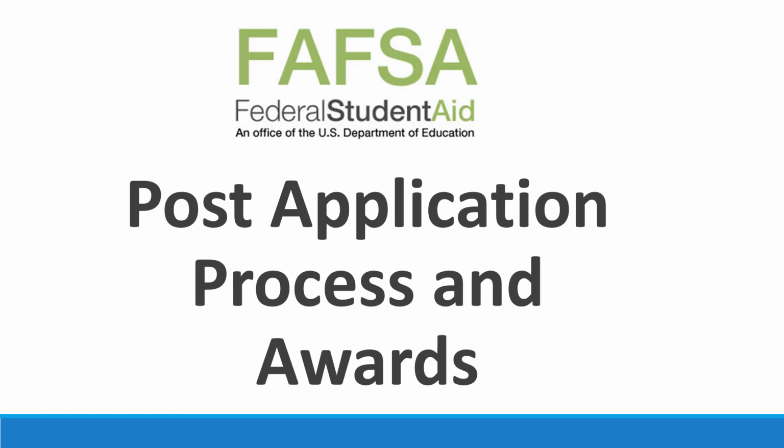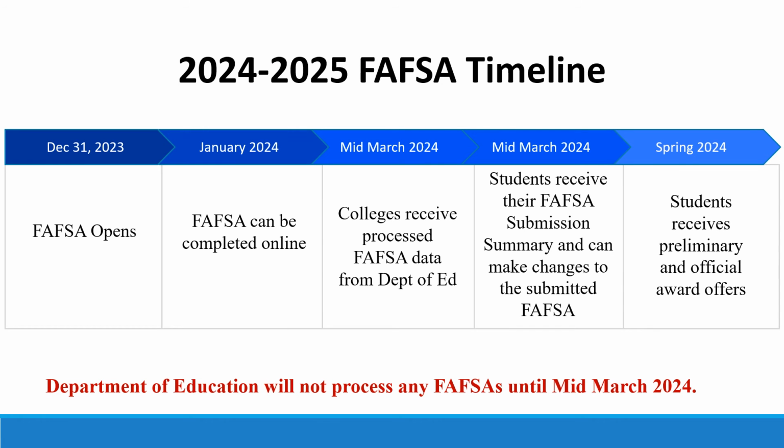So the post-application process and awards. You've submitted your FAFSA to Department of Ed. Now what happens? The 24-25 FAFSA timeline is a little different this year than it has been previously. Normally the FAFSA opens October 1st. This year it did not open till December 31st. The FAFSA can be completed online currently. Paper applications can be completed and submitted, but absolutely nothing is happening with those FAFSAs. The Department of Education is not processing any FAFSAs.